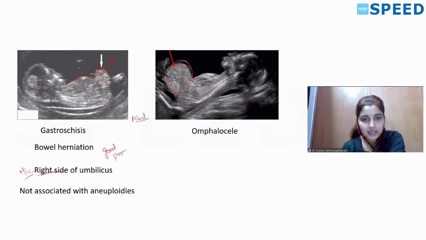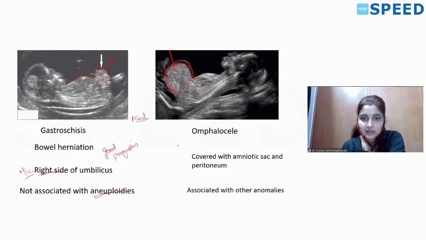It can be repaired by surgery after the baby is born, and it is not associated with any other aneuploidies like trisomies or any other genetic syndrome. Whereas omphalocele will be covered by the amniotic sac and the peritoneum. See, it is covered by a thin lining here. That's why this has a smooth curvature.